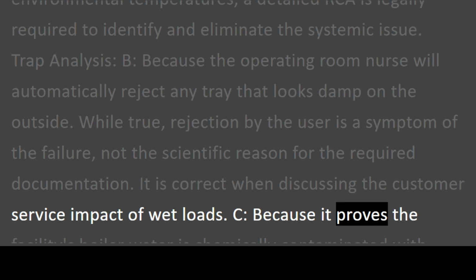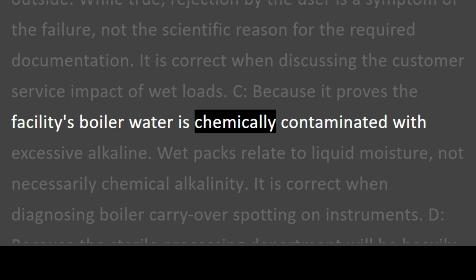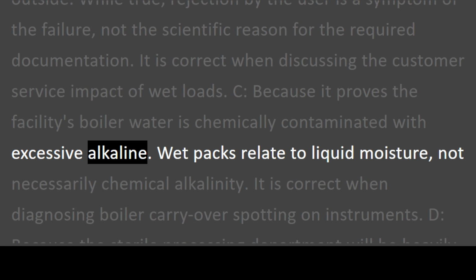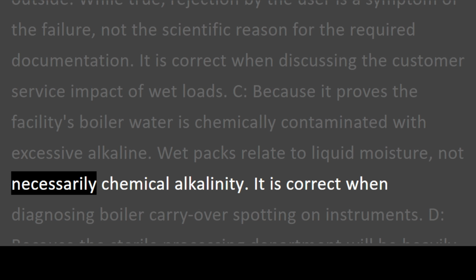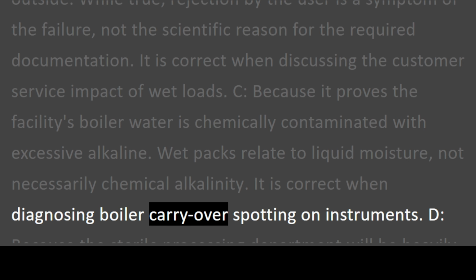C. Because it proves the facility's boiler water is chemically contaminated with excessive alkaline. Wet packs relate to liquid moisture, not necessarily chemical alkalinity. It is correct when diagnosing boiler carryover spotting on instruments.